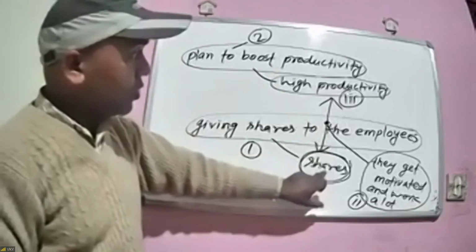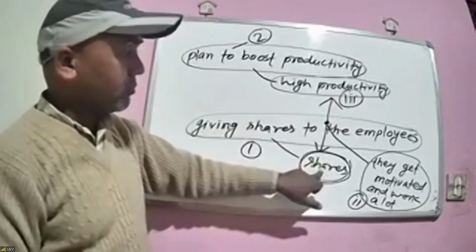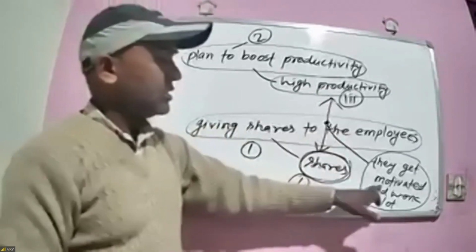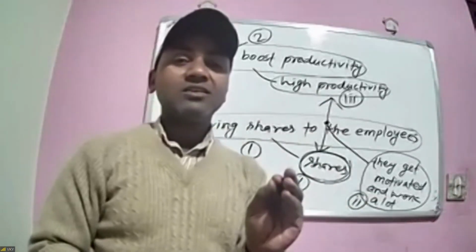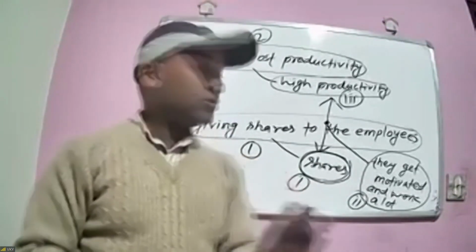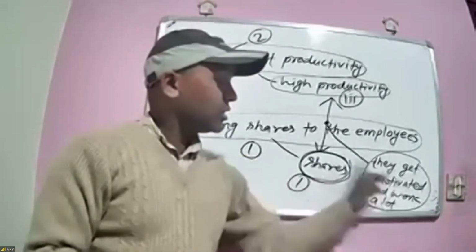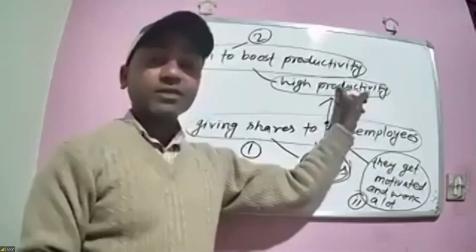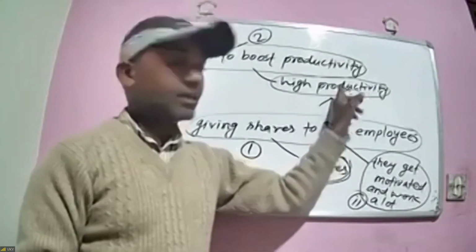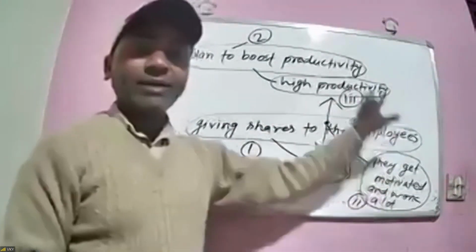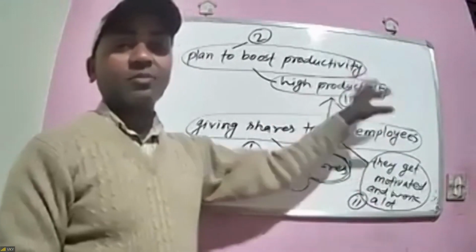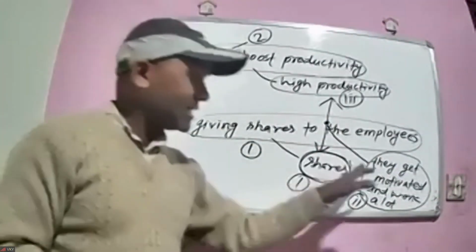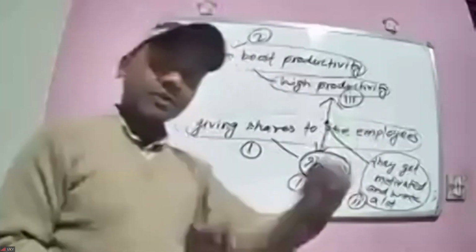This is point number 1, and this is point number 3. Between 1 and 3, what comes? They get shares. Number 1, they get motivated and work a lot. Productivity is high, isn't it? Now the argument is logically completed. So what is the assumption? They get motivated and work a lot.